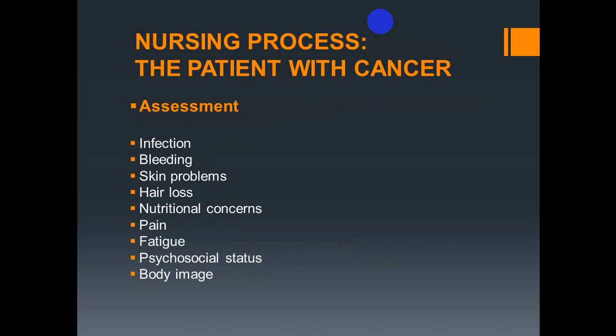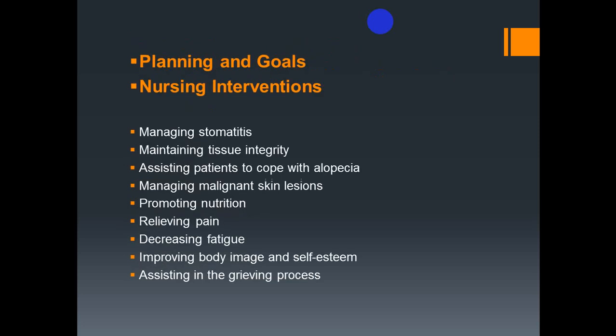Nursing process: the patient with cancer has to be assessed for infection, bleeding, skin problems, hair loss, nutritional concerns, pain, fatigue, psychosocial status, and body image. The planning: we have to plan according to the problem that occurs, and we set our goals.